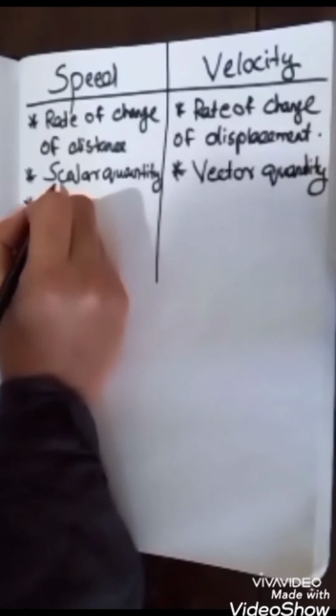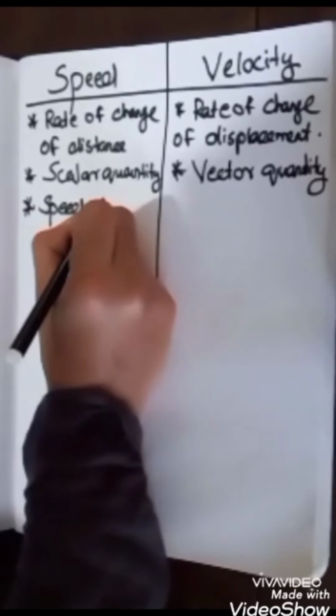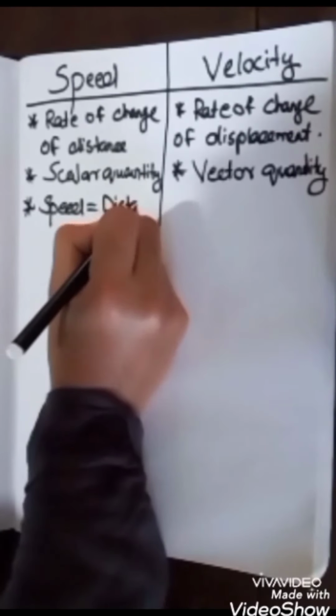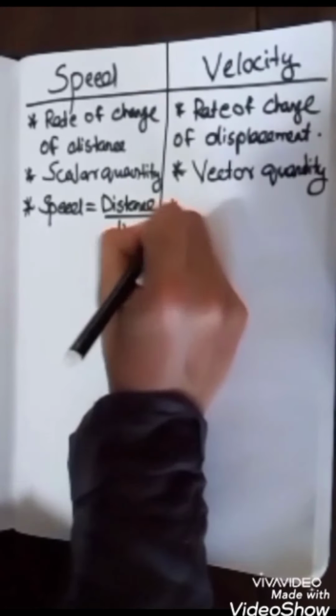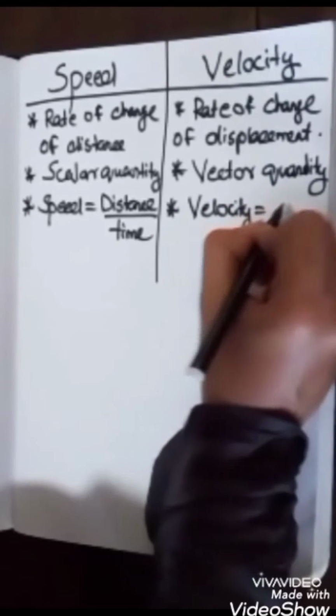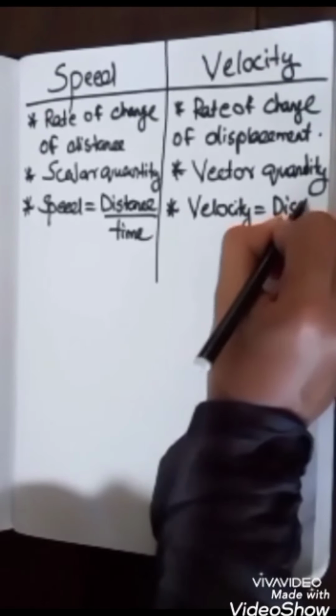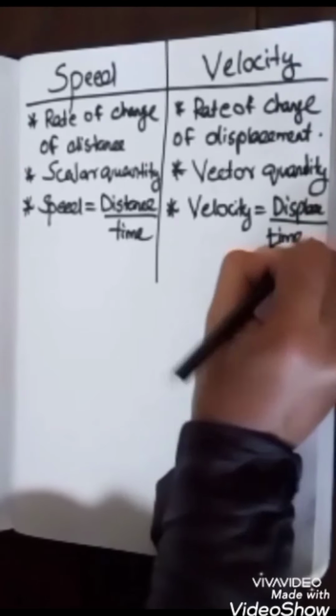Then the equation for speed. Speed is equal to distance by time. And velocity is equal to displacement by time.